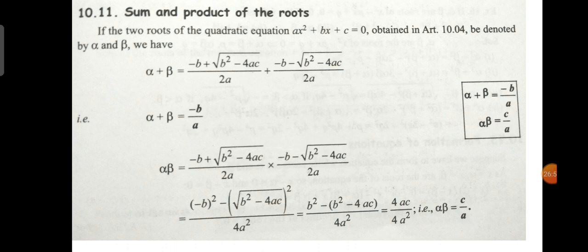This is important, because there will be a question to find the sum and product of the roots. From the equation itself you will get the sum and product of the roots. The sum of the roots is minus b by a and the product of the roots is c by a.